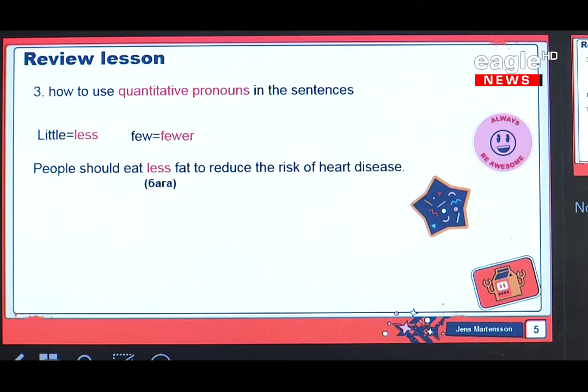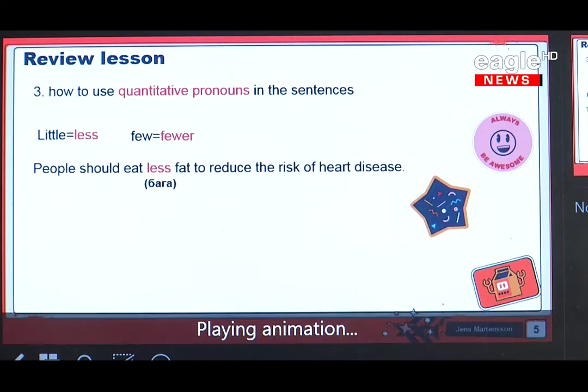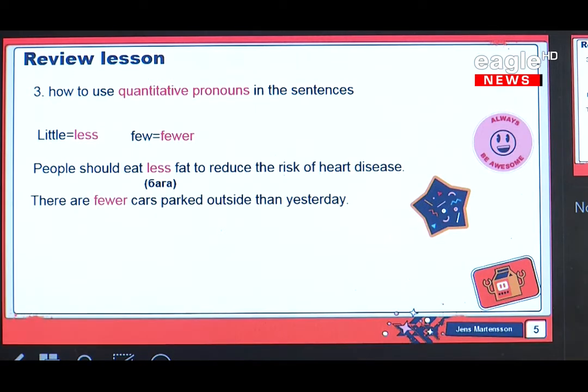Next quantitative pronoun is few. Its comparative form is fewer. For example, there are fewer cars parked outside than yesterday.